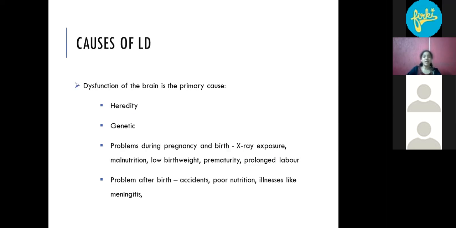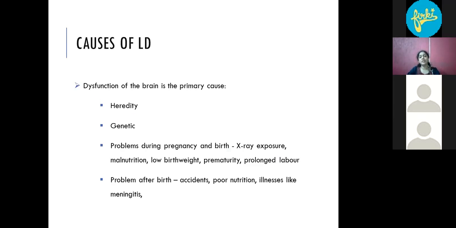But many a time we find that there is no family history of learning disability, then it could be because of a genetic mutation. There is ample research which shows that there are genes on specific chromosomes which are responsible for developing issues in learning. So there are genetic issues. But again, we don't know, there are so many causes.